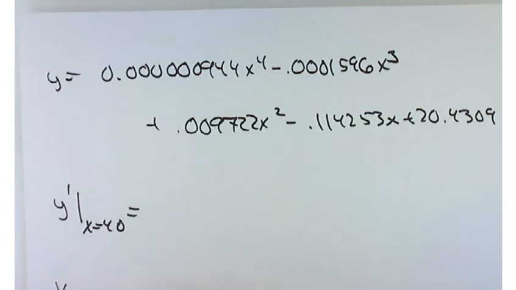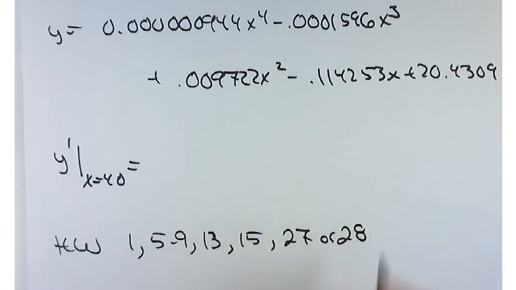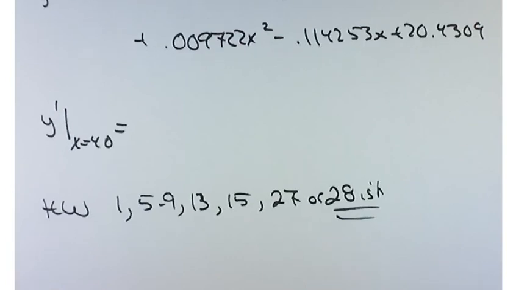So for homework, try 1, 5 through 9, 13, 15, and 27, or 28-ish, the way we did it. But finish up one of those.